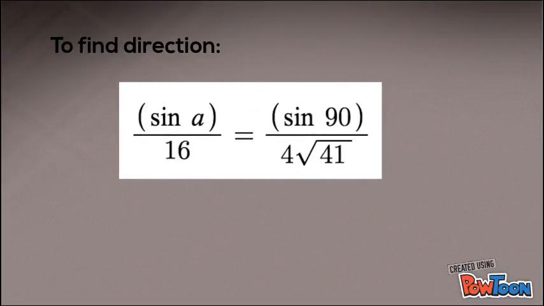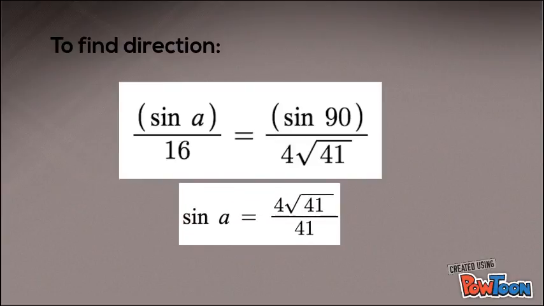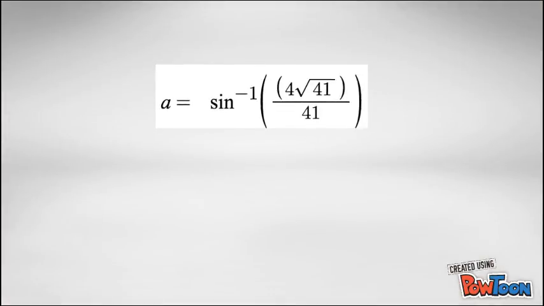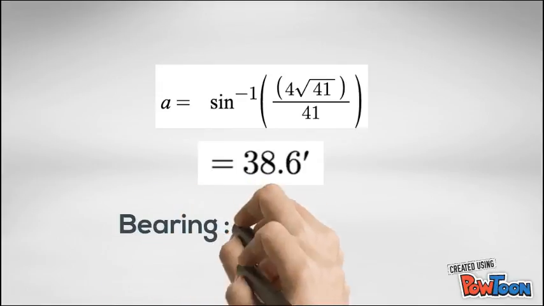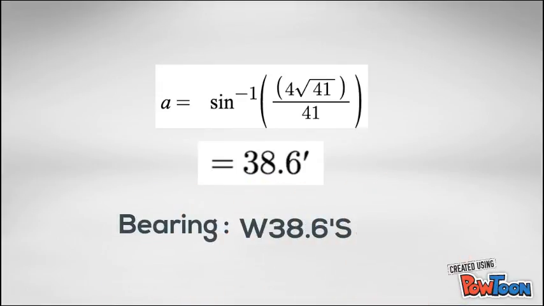In order to find the direction of the motion of the plane, the sine law is used. Sine A over 16 is equal to sine 90 over 4√41. Sine A is then equal to 4√41 over 41. A is equal to the inverse sine of 4√41 over 41, which gives us 38.6 degrees. The direction of the resultant vector is in the southwest direction. Therefore, the bearing of the plane is 38.6 degrees south of west.